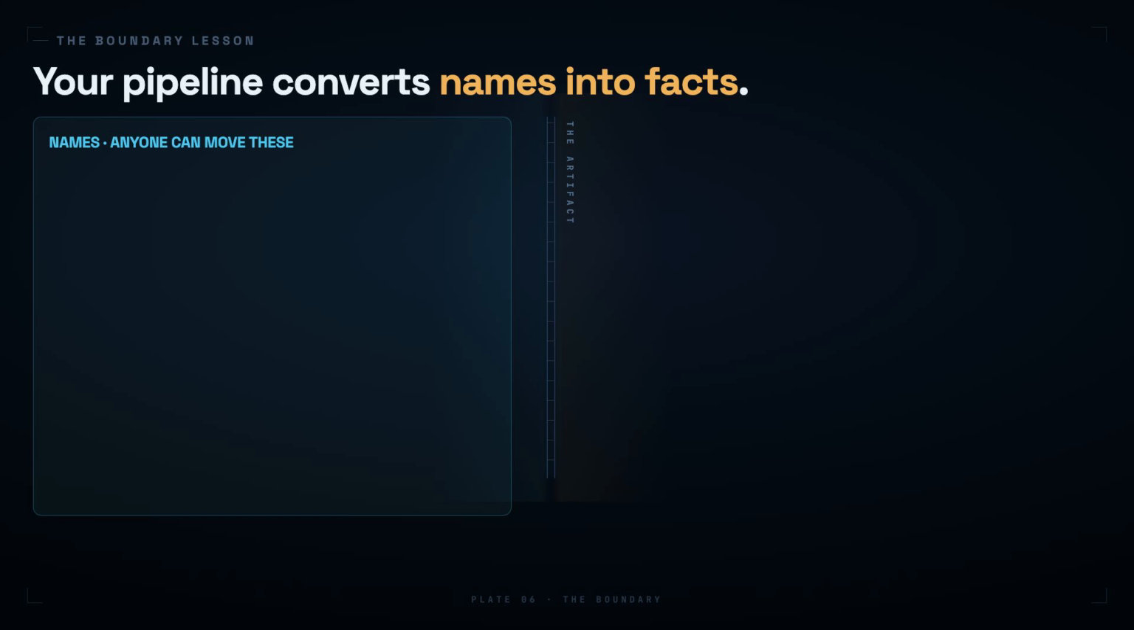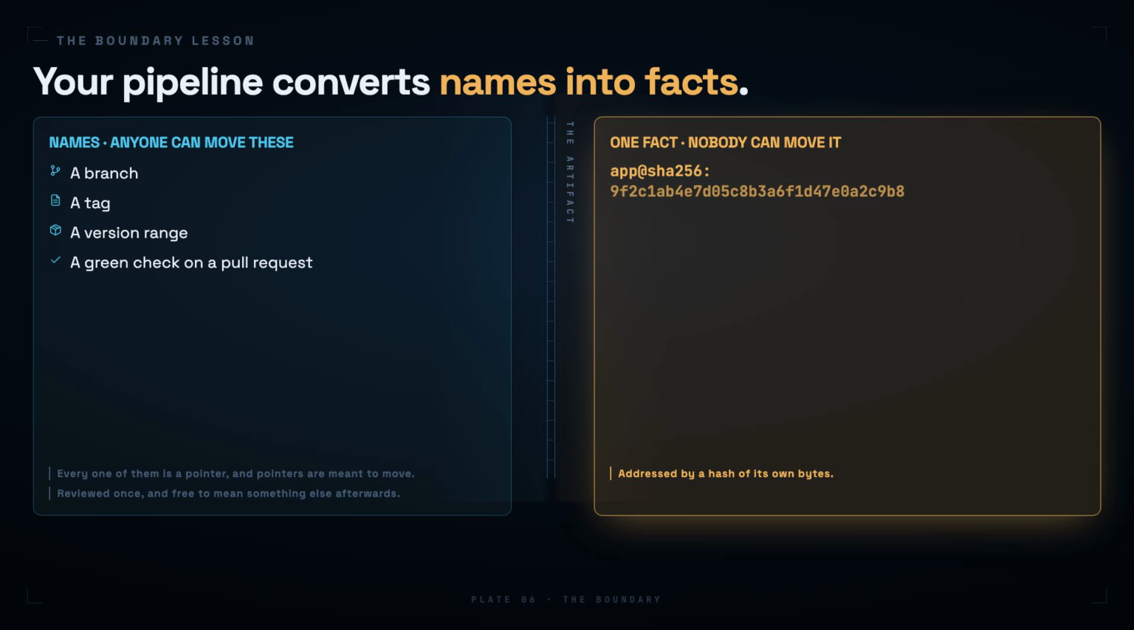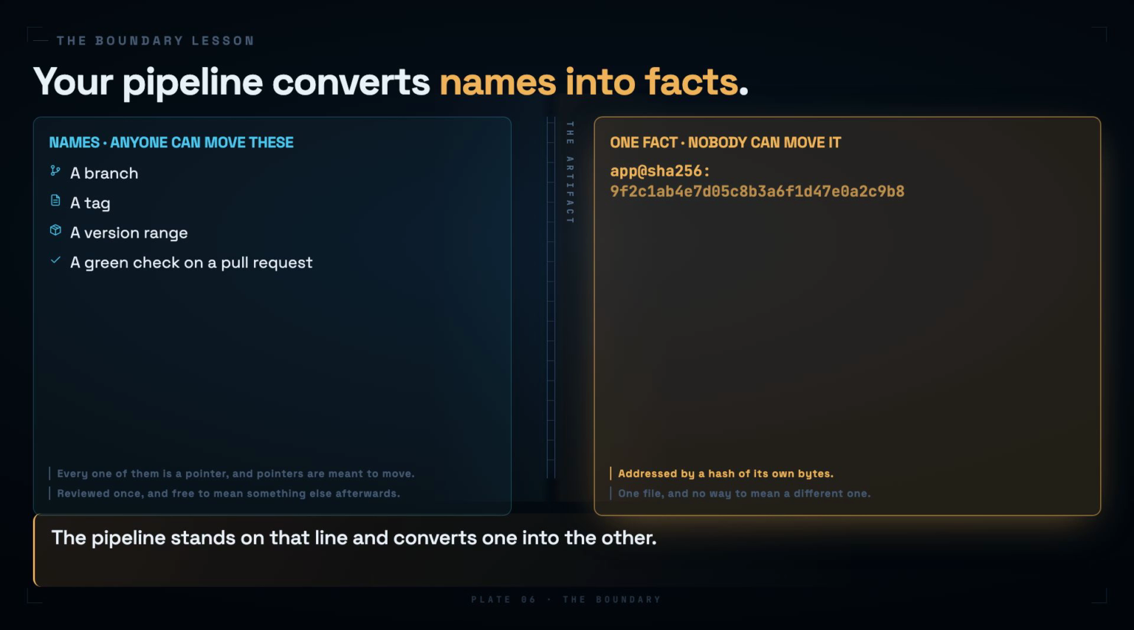So here's the line, drawn plainly. On one side of your pipeline, everything is a name that a person can move. A branch, a tag, a version range, a green check on a pull request. On the other side, one artifact is addressed by a hash of its own bytes. The pipeline is the machine that stands on that line and converts one into the other.